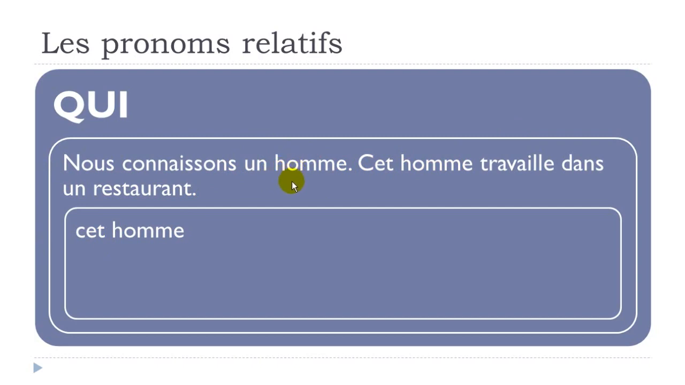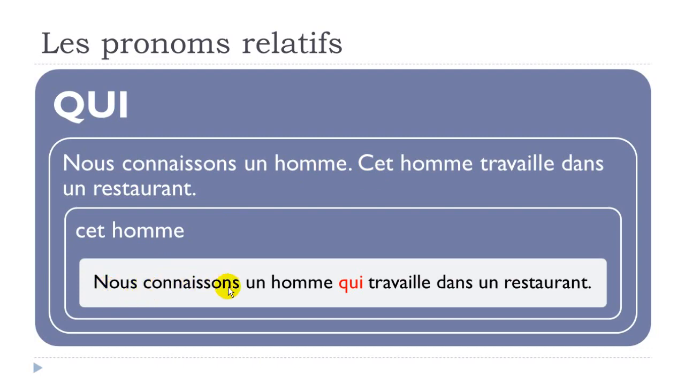Let's imagine that we would like to combine these two sentences, make one, and just avoid repeating un homme or cet homme. In that case, we will use this pronom relatif, this qui, just because if you look carefully in the second sentence, cet homme travaille dans un restaurant, cet homme here is subject of the verb. And that's the reason why we'll use qui. So it could be a person, like in that example, cet homme, but it could be also an object or a thing. So the sentence you will get will be this one. Nous connaissons un homme qui, and that's where you put your pronom relatif, travaille dans un restaurant.